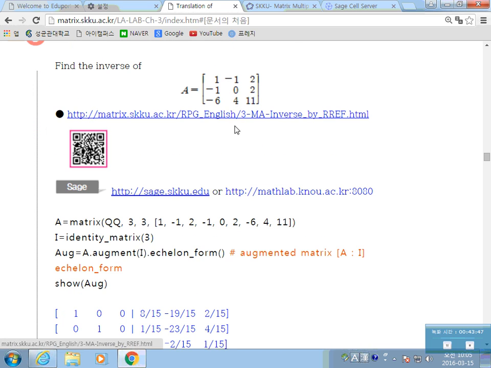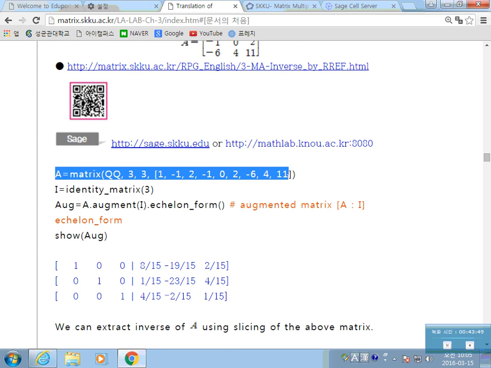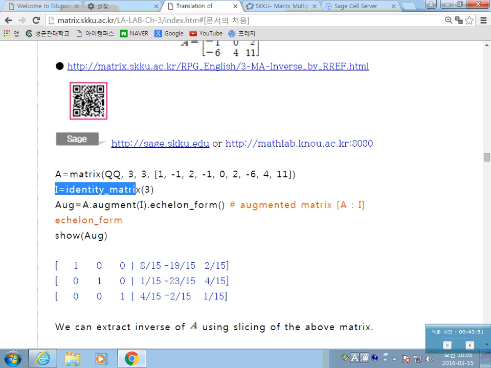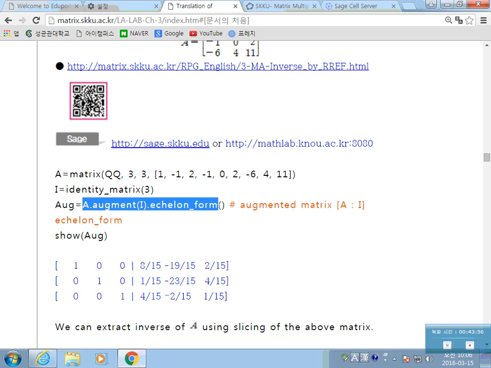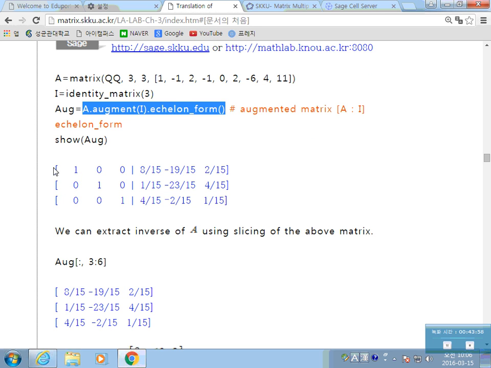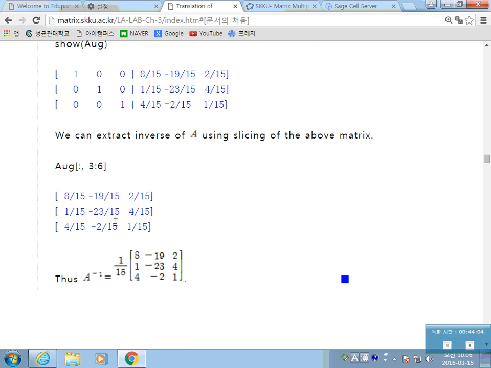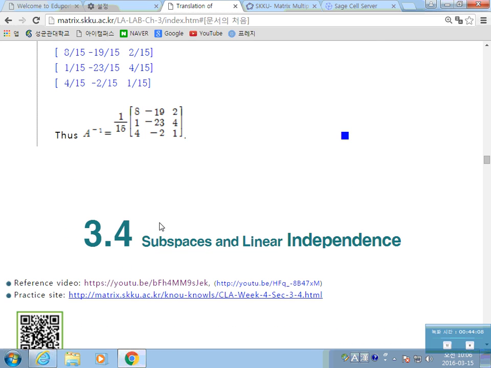Find the inverse of this matrix: form a matrix A with the identity matrix, make an augmented matrix, then find the echelon form. Then you have this. This part is the identity, so this part is the inverse of A. Can you do that? It is so easy to do.